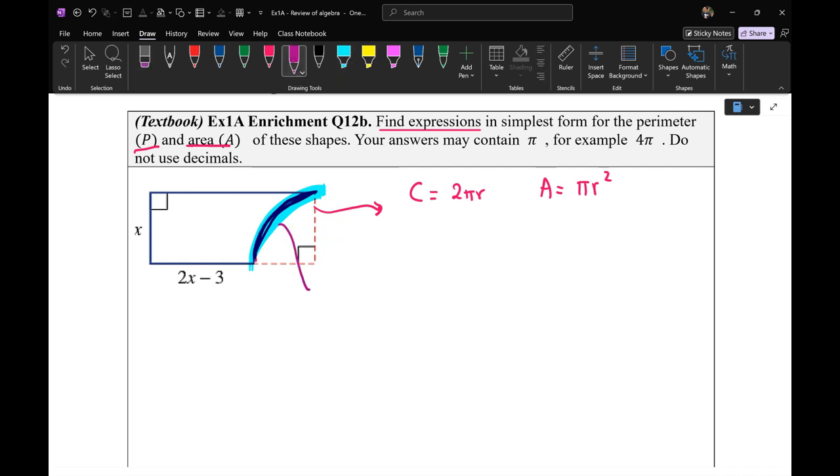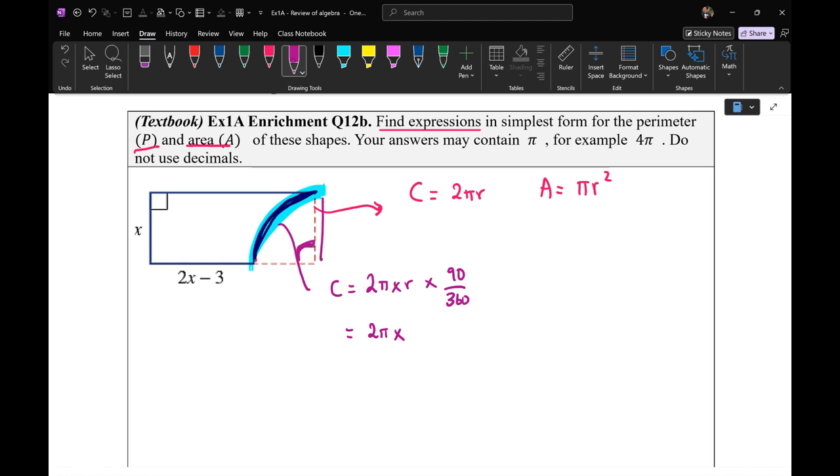So this part here is then C equals 2 pi times r. But then because it's a quarter of a circle, or 90 degrees, it's 90 out of 360, which is a quarter, right? 2 pi times, what's my radius?